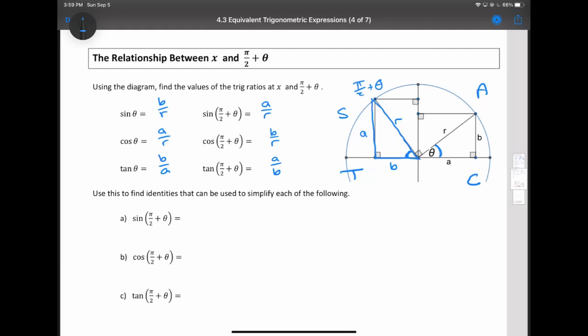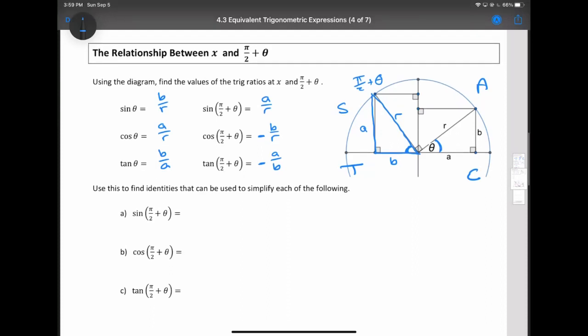And our CAST rule says only the sine ratio will be the same. The cos ratio will have the opposite sign, and the tan ratio will have the opposite sign. So they're all positive in the first quadrant, which is where theta is. Only sine is positive in the second quadrant, which is where pi over 2 plus theta will always be. If you take an angle between 0 and 90 degrees and you add 90 to it, you're always going to end up in the second quadrant.